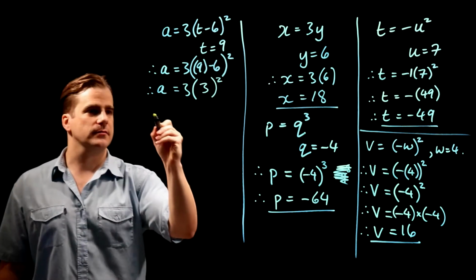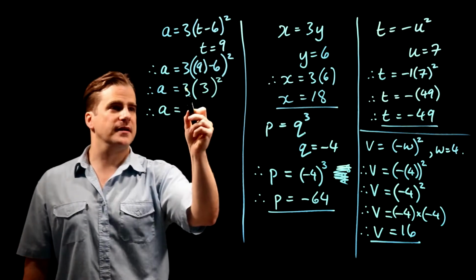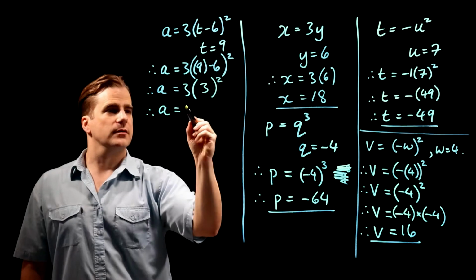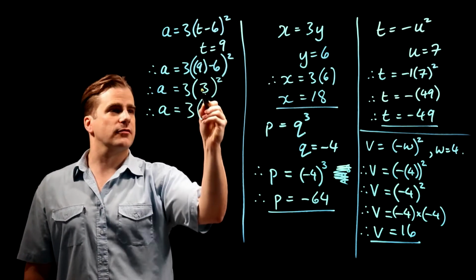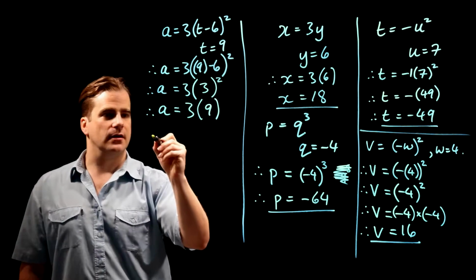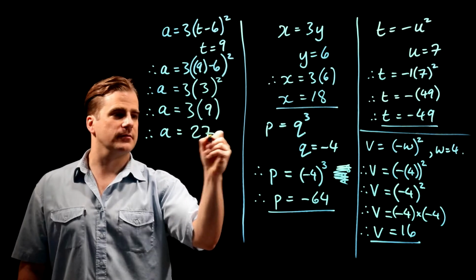squared. Okay, therefore a equals, indices beats multiplication. So we do the index first. So we do 3 squared first, which is 9. And then we do multiplication. A equals 3 nines, which is 27.